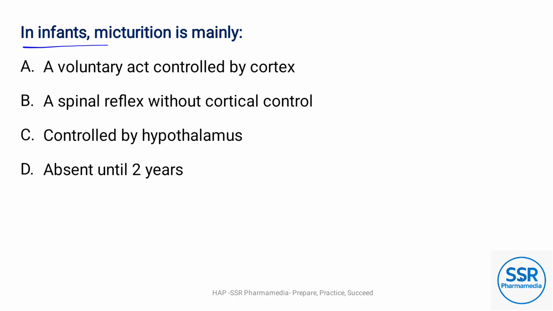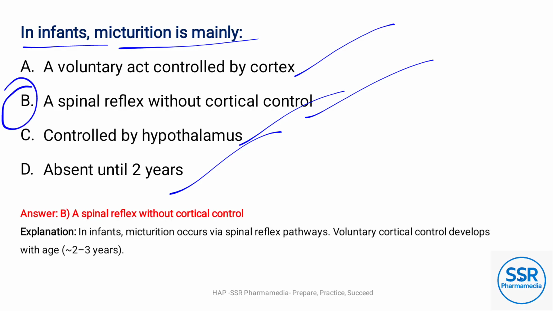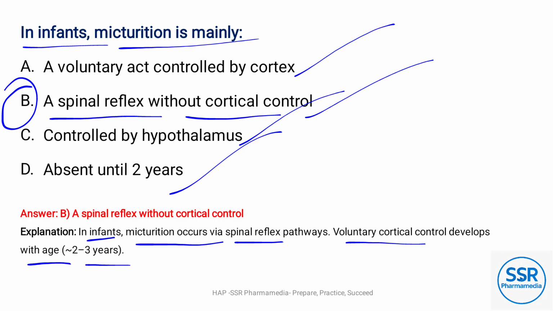In infants, micturition is mainly option A, a voluntary act controlled by cortex; option B, a spinal reflex without cortical control; option C, controlled by hypothalamus; option D, absent until 2 years. So the answer is option B, a spinal reflex without cortical control. In infants, micturition occurs via a spinal reflex pathway. Voluntary cortical control develops at age 2 to 3 years.